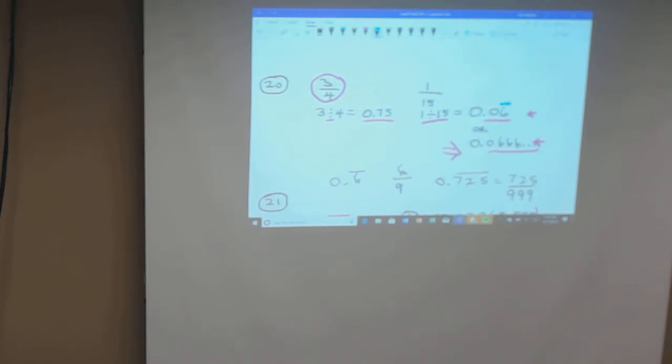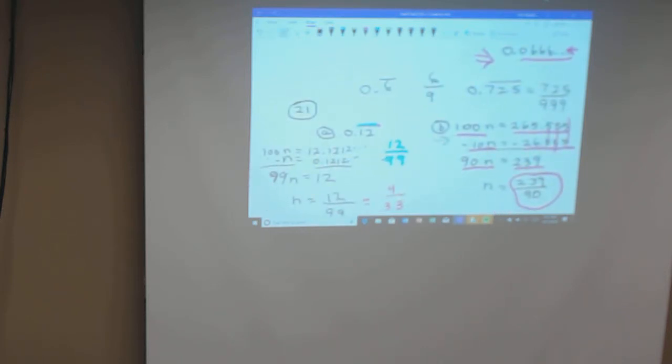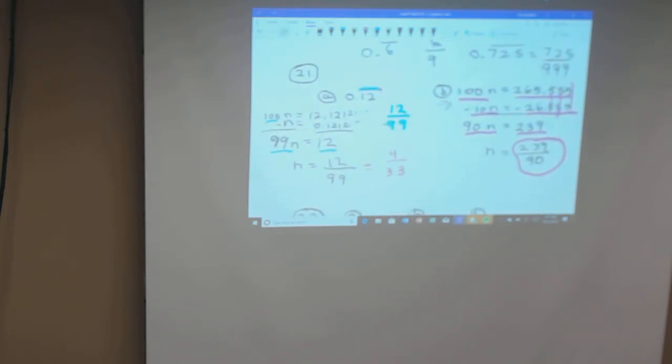Number 21. Write the following as the quotient of 2 integers. 0.12 with a line over the 0.12. Have you figured that out? That's just going to be 12 over 99. Remember that little shortcut I was showing you the other day? If you don't, then you let 100n equal the number 12.121212, and then n is 0.12, then you subtract and you get 99n equals 12. So that means the number is 12 over 99.